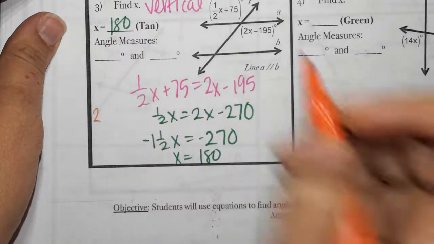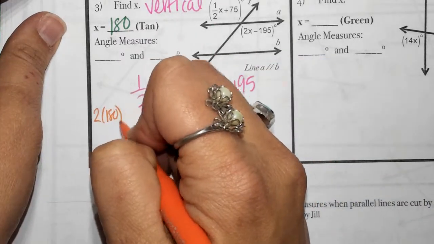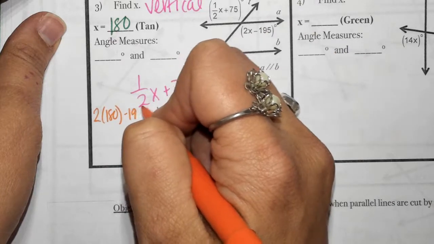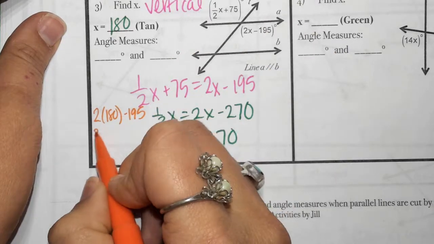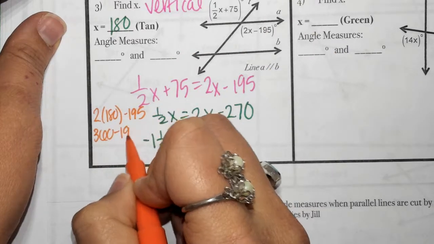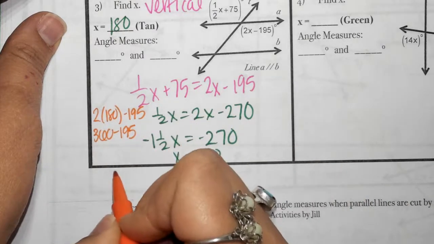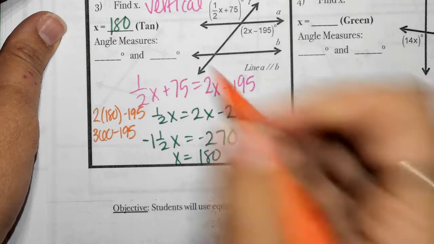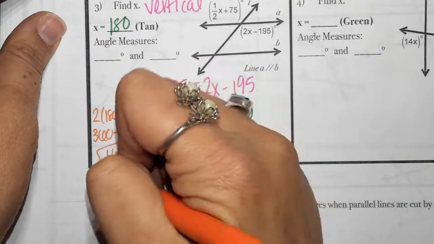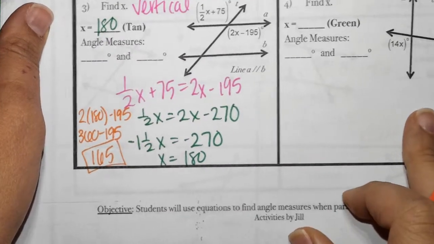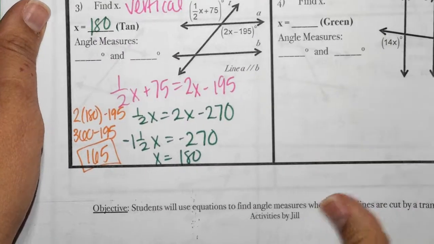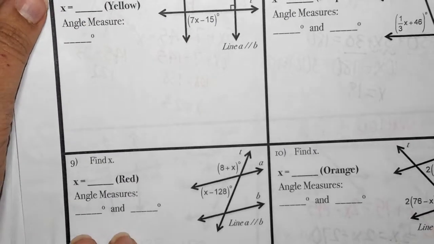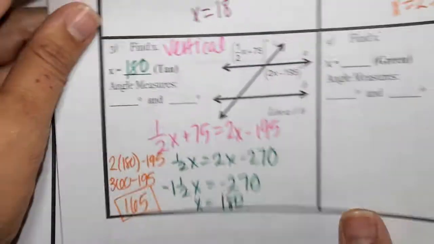Eric? Yeah, I think it's alternate. Which one, baby? Number 9. For number 9, supplementary. Number 9? Yeah, those are supplementary. So they add up to 180.